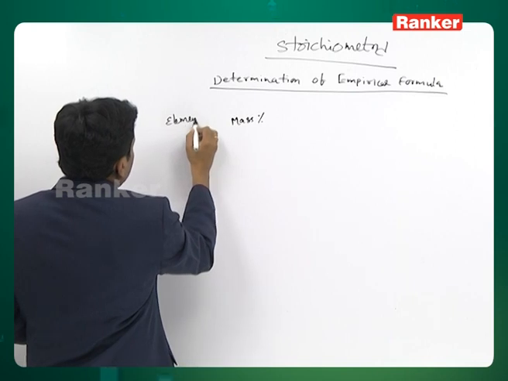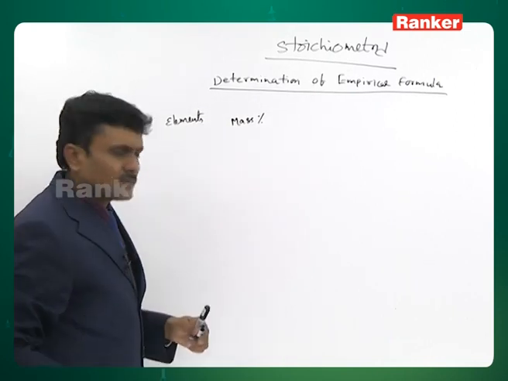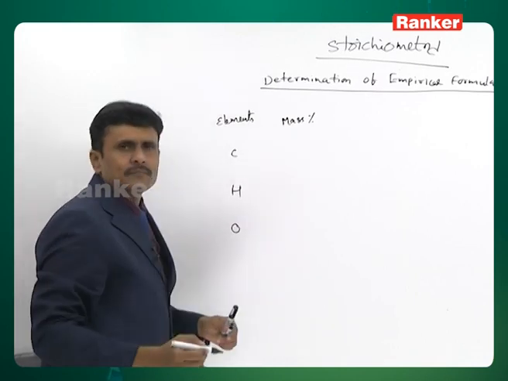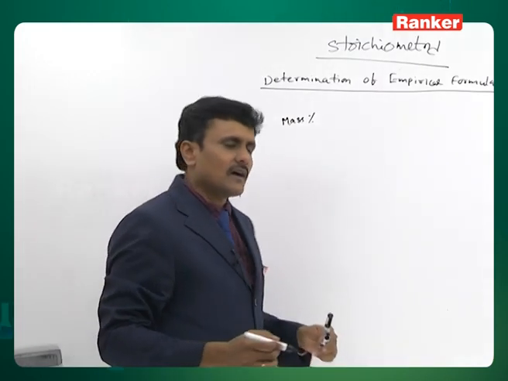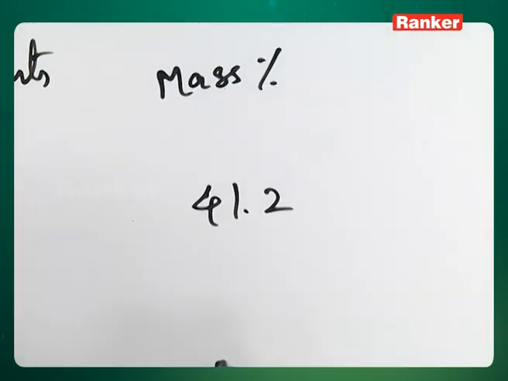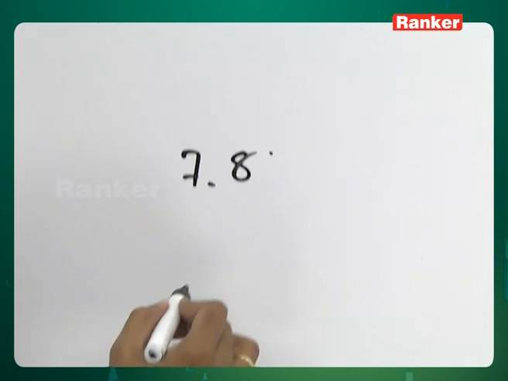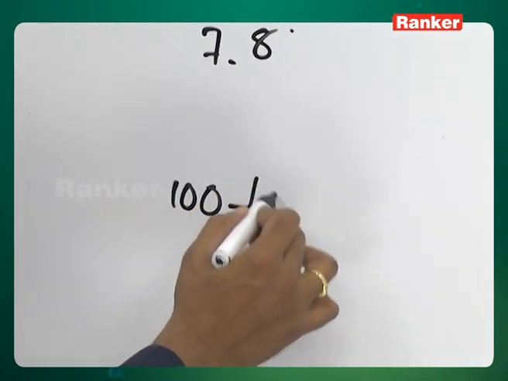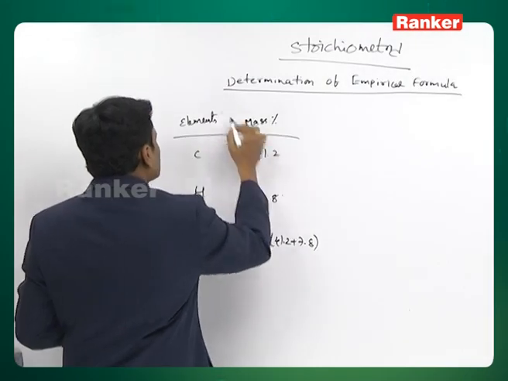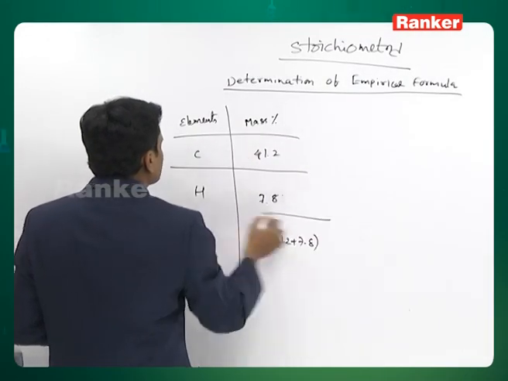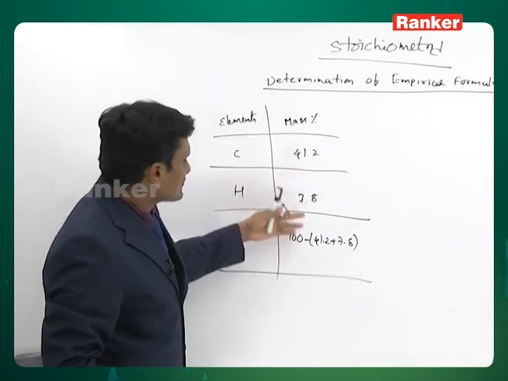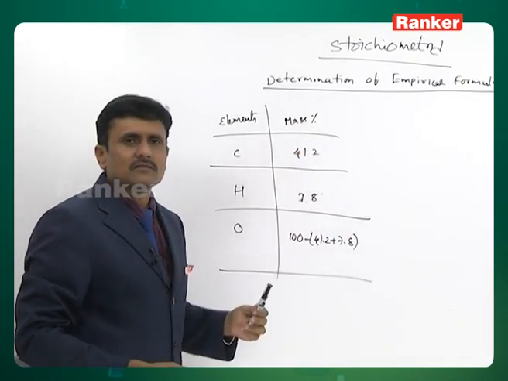Suppose there is a compound which has the elements, say carbon, hydrogen and oxygen, whose mass percentages are given to us as 41.2, 7.8, and the remaining, 100 minus (41.2 plus 7.8). Now these are the mass percentages of each element in a given compound. When this data is provided, you can find out the empirical formula.